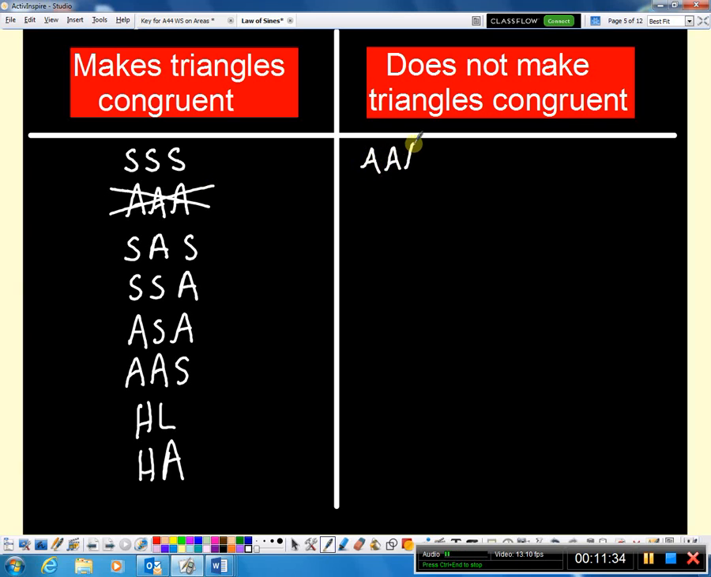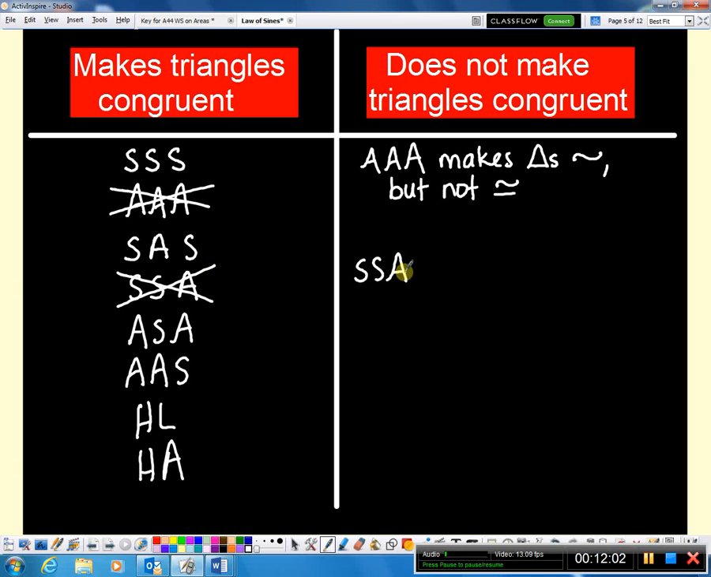Angle, angle, angle makes triangles similar but not congruent. So if you have angle, angle, angle, you can set up proportions between the sides, but you can't say the triangles are congruent. The other one that maybe you're remembering is that you might have two triangles that are congruent by side-side angle, but it doesn't guarantee it.